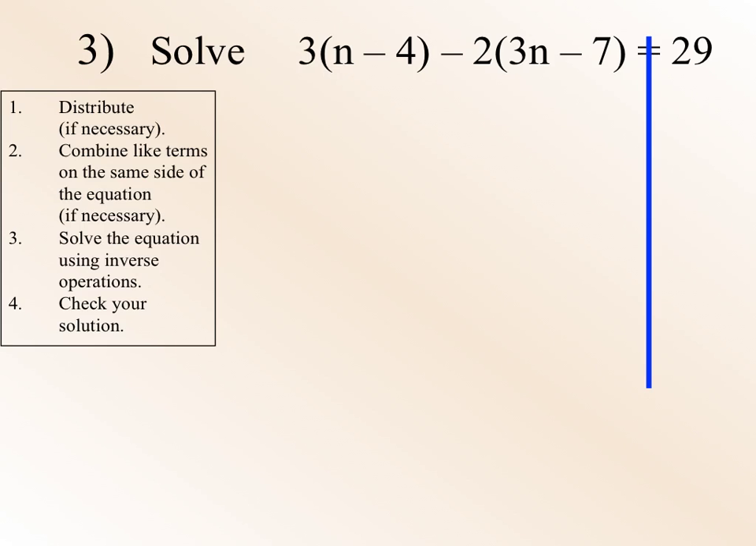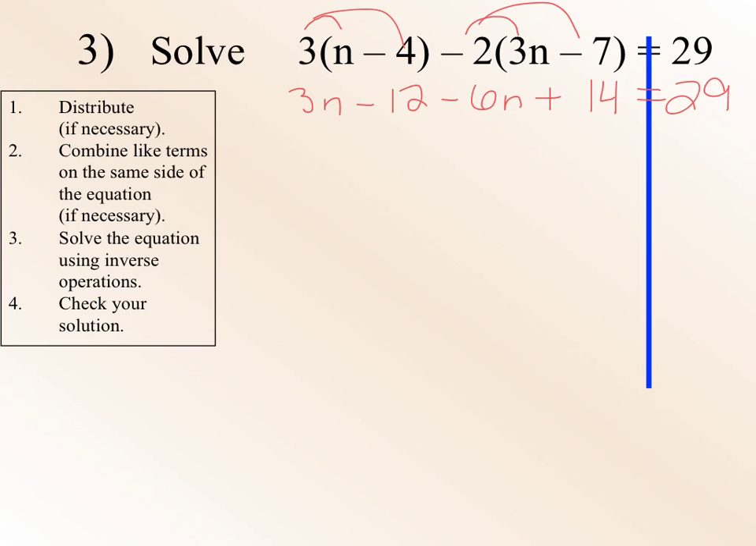Okay, example 3, you actually have distributive property twice, so I'm going to just go ahead and start. So 3 times n is 3n. 3 times negative 4 is negative 12. For your second group, it's negative 2 times 3n to give you negative 6n, and negative 2 times negative 7 to give you positive 14.